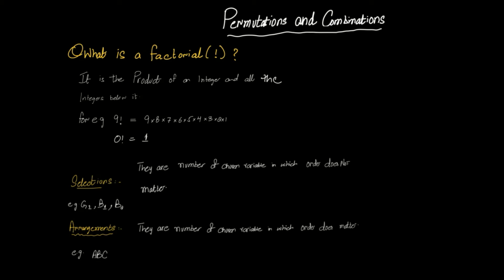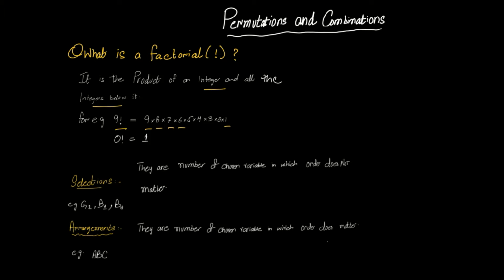Hello and welcome to the first part of permutations and combinations. So first of all, let's go to the basics. What is a factorial? A factorial is the product of an integer and the integers below it. For example, 9 factorial will be 9 into 8 into 7 into 6 and so on till 1.